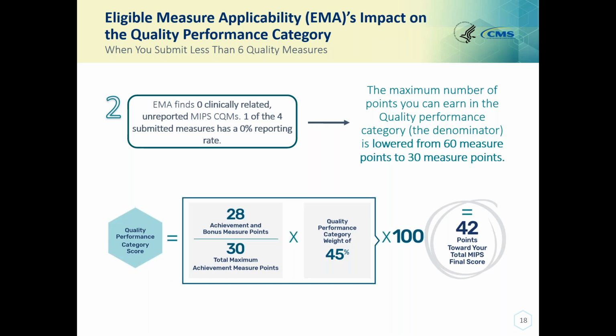In this one, EMMA finds 0 clinically related unreported MIPS CQMs, and one of the 4 submitted measures has a 0% reporting rate. Therefore, the maximum number of points you can earn in the quality category is lowered from 60 points to 30 points. So here we have, again, your 28 achievement points, but our denominator is reduced even further to 30 maximum achievement points. Using our math for the category weight, we then result in 42 total points for your final score from the quality category. And that is because EMMA found 0 clinically related unreported MIPS CQMs, and one of the 4 submitted CQMs had a 0% reporting rate.